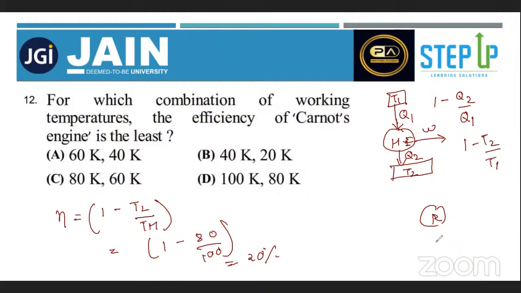Here the refrigerator also tries to take out heat from the colder body to make it still colder. Only the direction will be opposite. Because I'm trying to take out heat from a lower temperature and transfer it to the higher temperature, I have to give external work, because according to the Kelvin-Planck statement, to transfer heat from a lower to a higher temperature, I need to do some external work. Okay, so the answer is D, 20%.